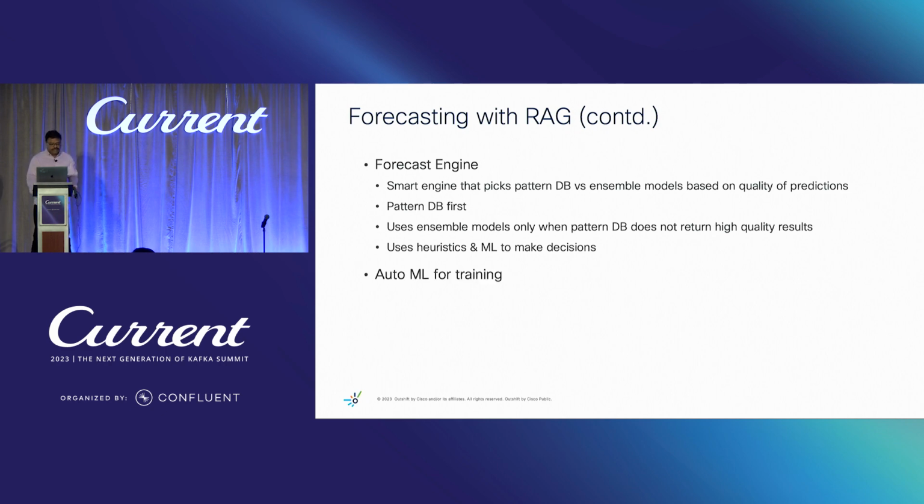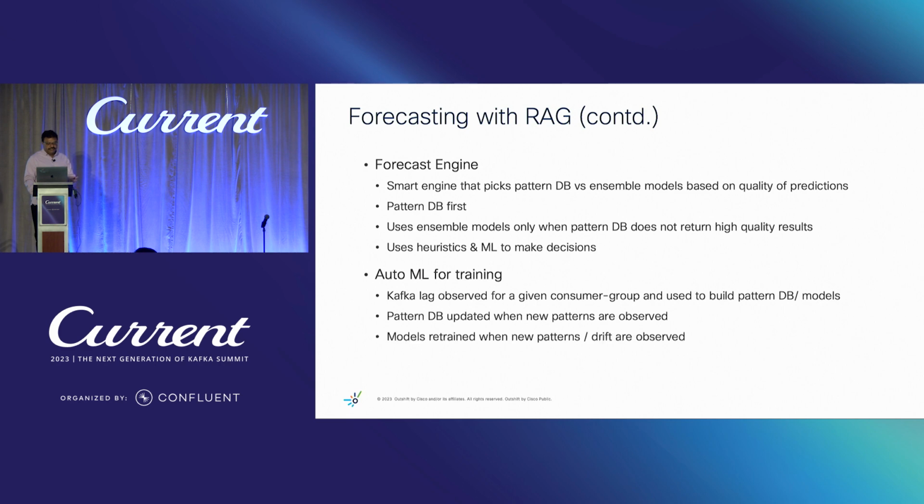And then we add AutoML for training. What this essentially means is that we continuously observe Kafka lag for a given consumer group, and then you send it to the forecast engine to start building its database. So the pattern database gets built. The model also gets retrained or customized if it starts seeing anything new. When new patterns are observed, when drift is observed, the model also gets retrained, and it continues to adapt to the new data for the consumer group.